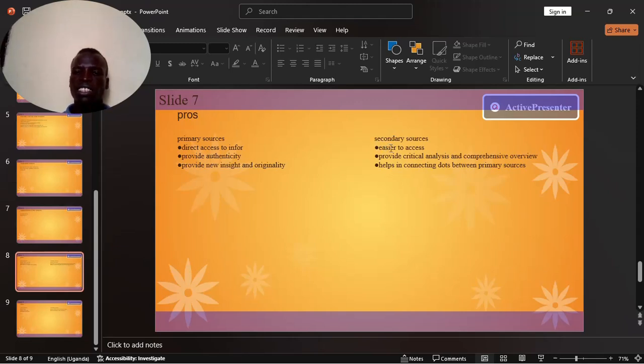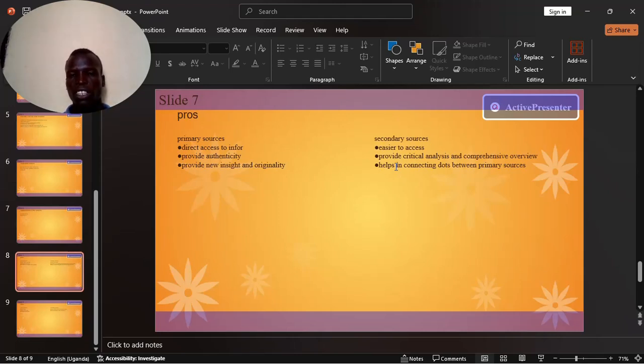On the other hand, when we look at the pros of secondary sources, we say they are easier to access than primary sources. Nowadays, you see that secondary sources are many. They are easy to get when compared to primary sources because they have been interpreted in a comprehensive way, and you will get them either online or in libraries.